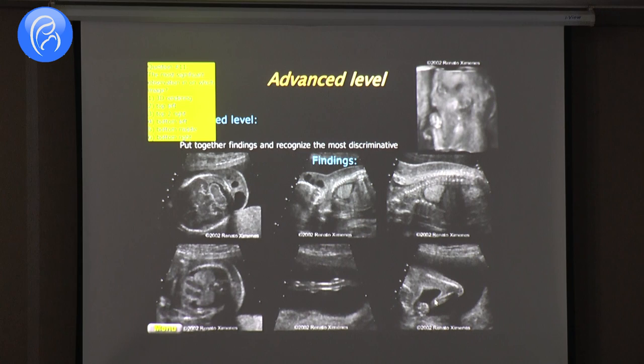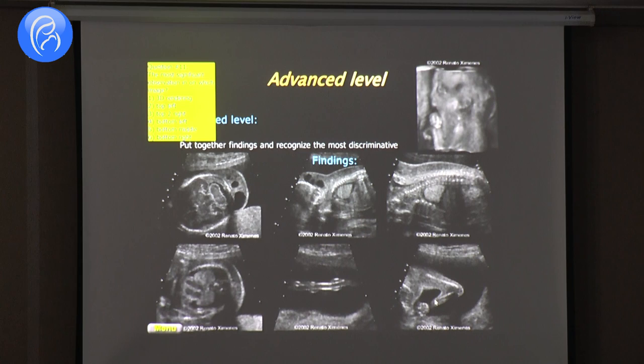And then at the advanced level, what you want to do is put together the findings and recognize the most discriminative. So here we have a baby that has a cystic hygroma, has some pleural effusion, it has a poorly coiled cord. What happened with the elbow here? The skin is tight. This is called joint webbing. This is a very unusual keyword. So that's the one you want to use.